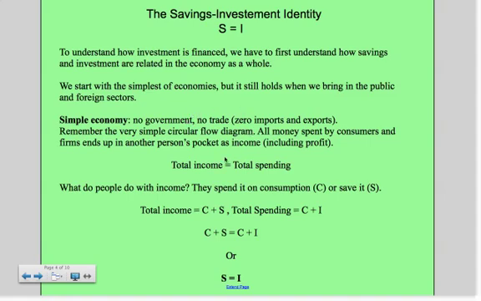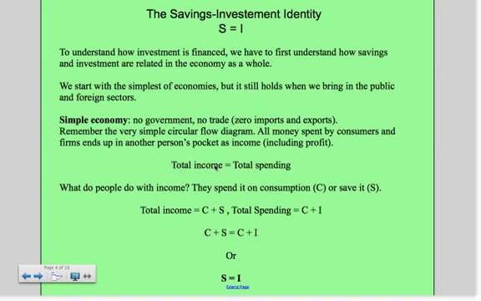So in a simple economy, there's no government and no trade. So 0 imports and exports and no government spending. Now, remember the really simple circular flow diagram. Part of what that diagram showed is that all money spent by consumers and firms ends up in another person's pocket as income, including the profit that somebody makes. So another way to say that is that total income in an economy equals the total spending in an economy. When there's no trade and no government, total income is going to equal total spending.